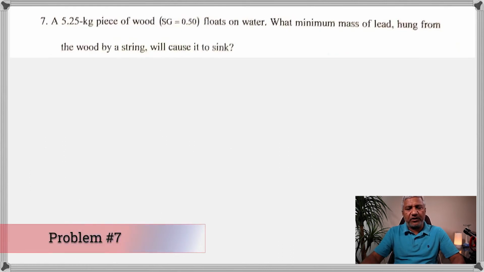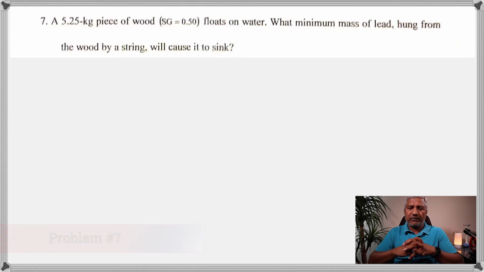So now you have a 5.25 kilogram piece of wood whose specific gravity is 0.50 floating on water. What minimum mass of lead hung from the wood by a string will cause it to sink? See, wood usually floats in water and it has a mass of 5.25 kilogram. Its specific gravity is 0.5. You know what that means? Well, that means its relative density is 0.5. Well, what does that mean? That means when this piece of wood floats, 50% of it will be underwater and 50% will be above.